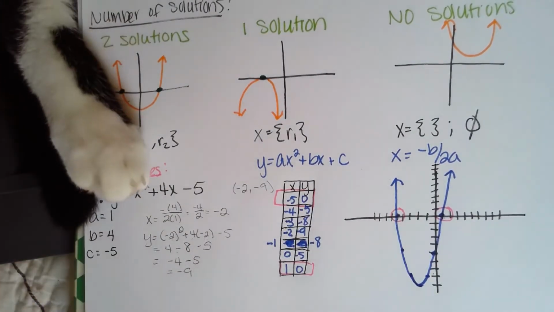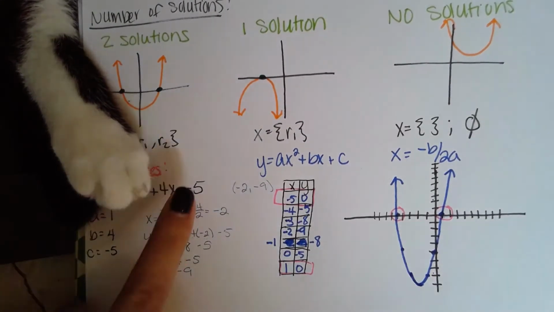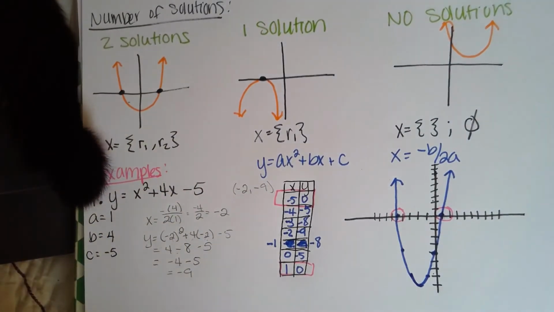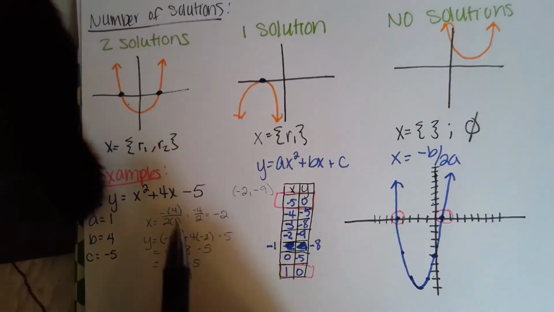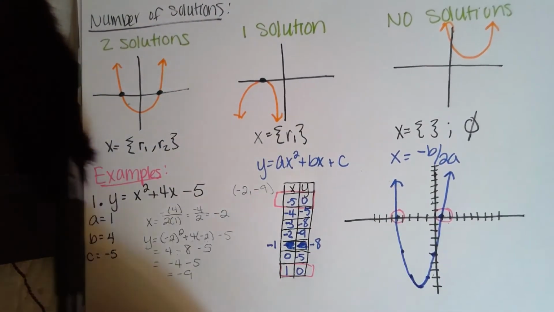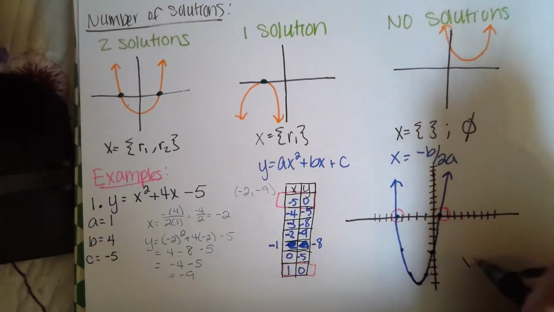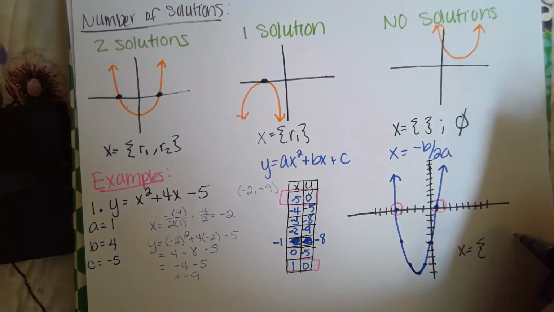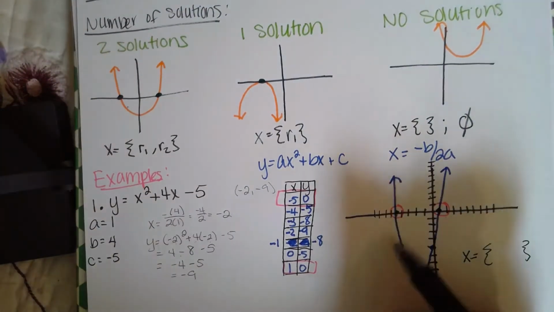Alright, now doing one with one solution, and I'm obviously already telling you what to expect when you do this. Y equals x squared minus 2x plus 1. Again, my first thing to do is to label my A, my B, and my C.